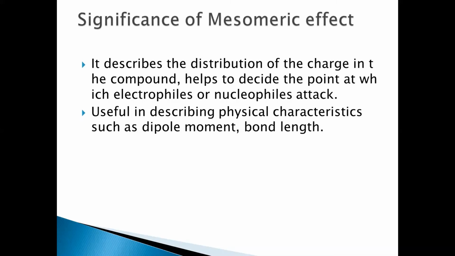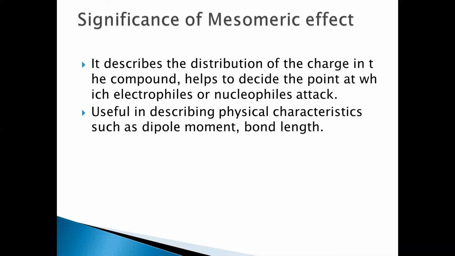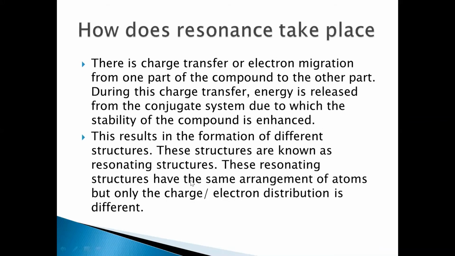Let us see resonance. What is resonance? To understand the mesomeric effect or conjugate effect perfectly, we should know resonance. Resonance means movement. Simply, first we'll go with an example, then the definition. Carbon dioxide, CO2, has this structure. This is a non-polar structure.